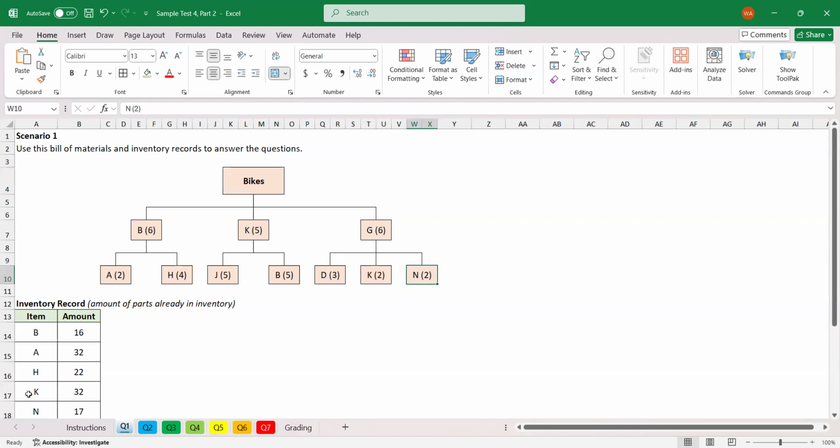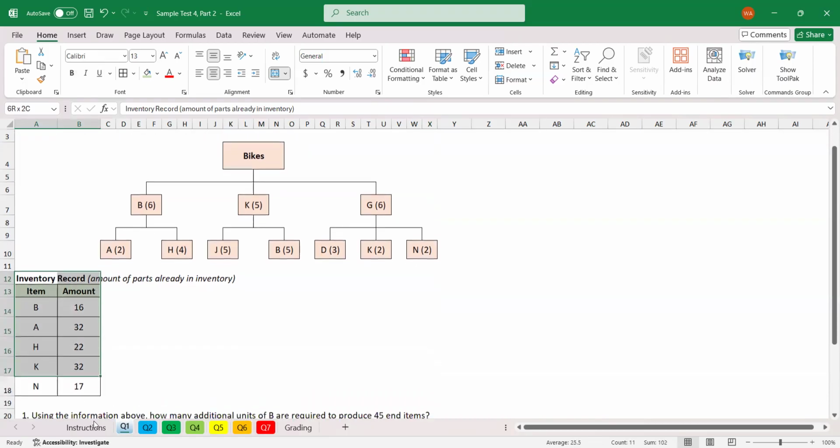The other piece of information we have here is that they already have some amount of stuff in the warehouse, in the inventory already. So we have 16 parts of B already in the warehouse, already made. We don't need to buy them because they're already there. We have 32 parts of A, 22 parts of H, 32 parts of K, and 17 parts of N.